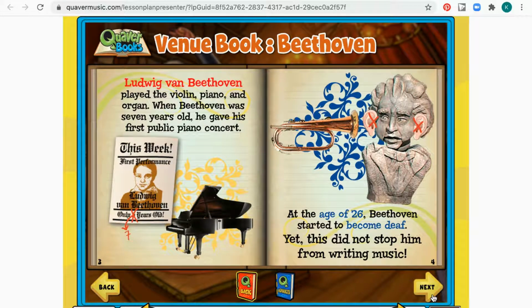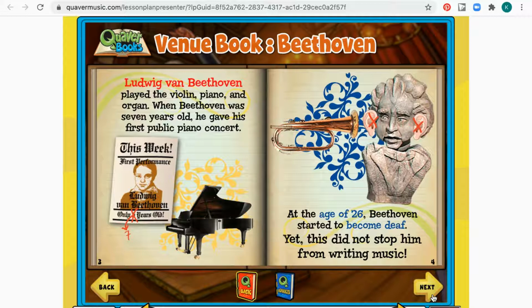Ludwig van Beethoven played the violin, piano, and the organ. When Beethoven was 7 years old, he gave his first public piano concert. That isn't like a recital that we have today where you invite just your family and friends. A public piano concert is in front of many people that he does not know. And he was 7 years old. I cannot imagine the pressure, but he was a prodigy. So that's typically what would happen. Mozart also started playing at a very young age.